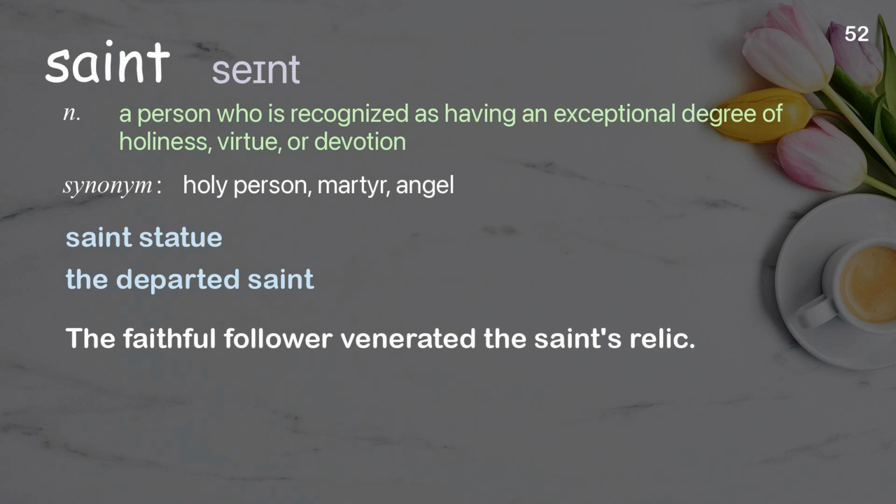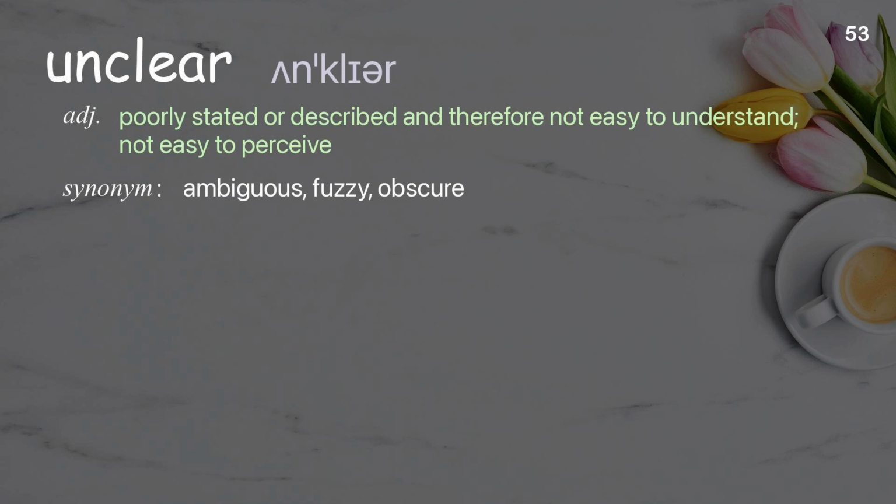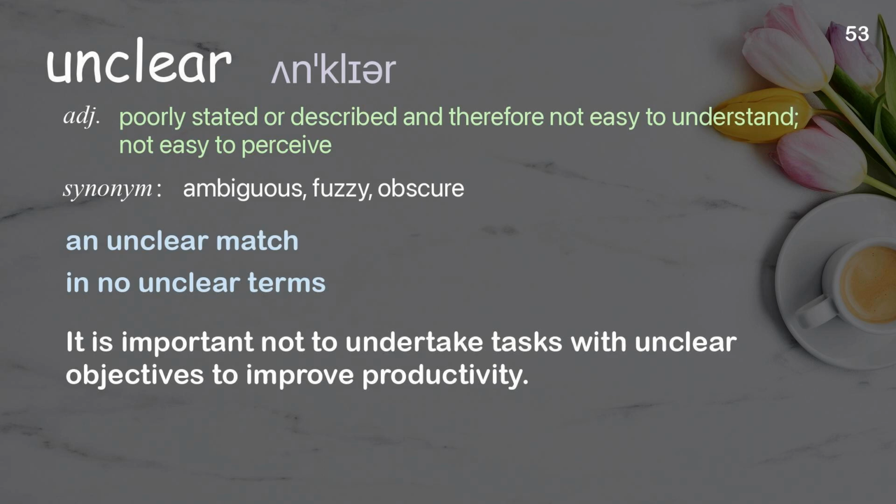Unclear: poorly stated or described, and therefore not easy to understand, not easy to perceive. Examples: an unclear match, in no unclear terms. It is important not to undertake tasks with unclear objectives to improve productivity.